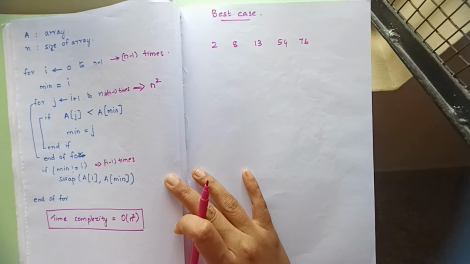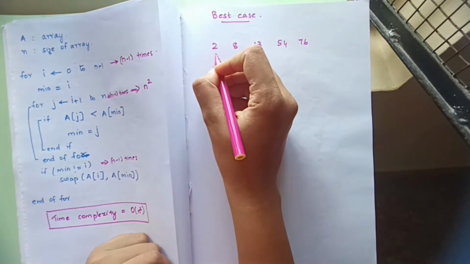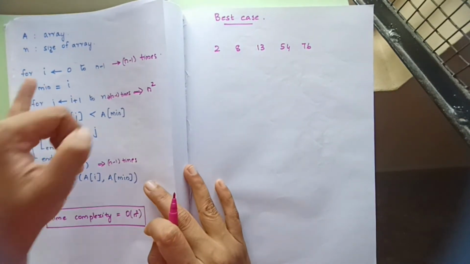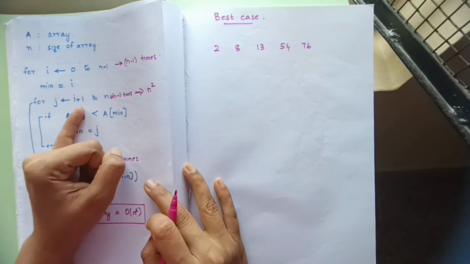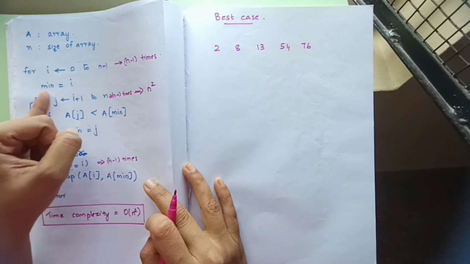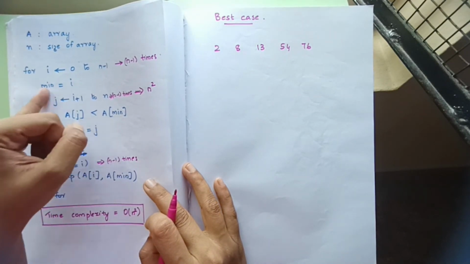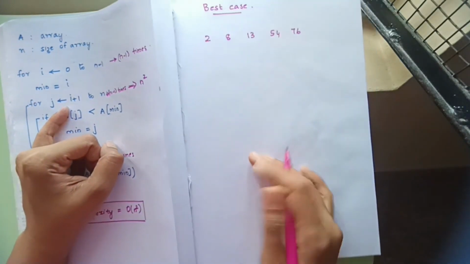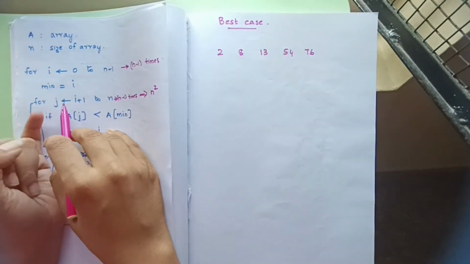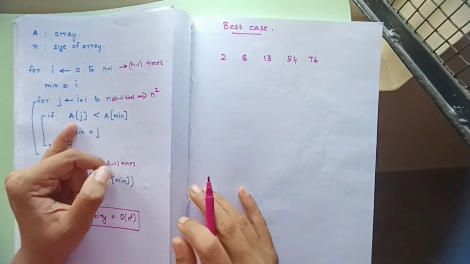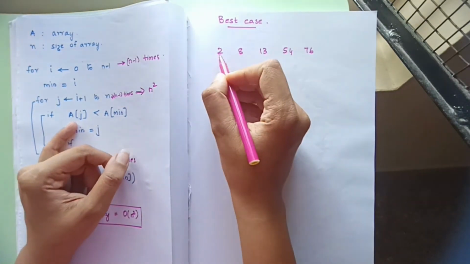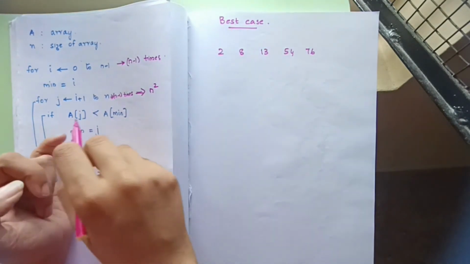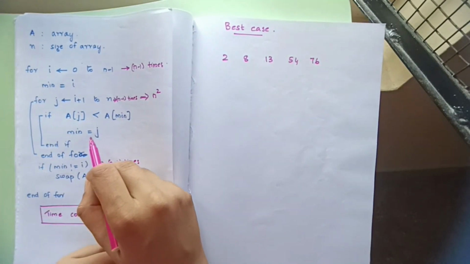So what will be the first process? The first element will be taken as the minimum and it will be compared with all other elements. First it enters the i loop, where the first index position will be set as the minimum, and then it enters the j loop to make a comparison with all other elements. This condition fails all the time because the first element is the minimum when compared with each of the other elements. Therefore, this condition fails and this operation will not take place.